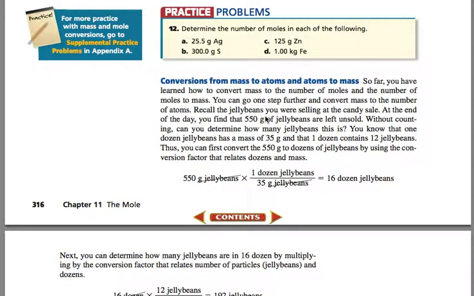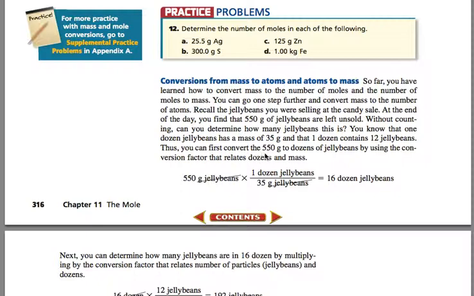Recall the jelly beans you were selling at the candy sale. At the end of the day, you'll find that 550 grams of jelly beans are left unsold. Without counting them, can you determine how many jelly beans this is? Well, you know that 1 dozen jelly beans, 12, has a mass of 35 grams and 1 dozen contains 12 jelly beans.